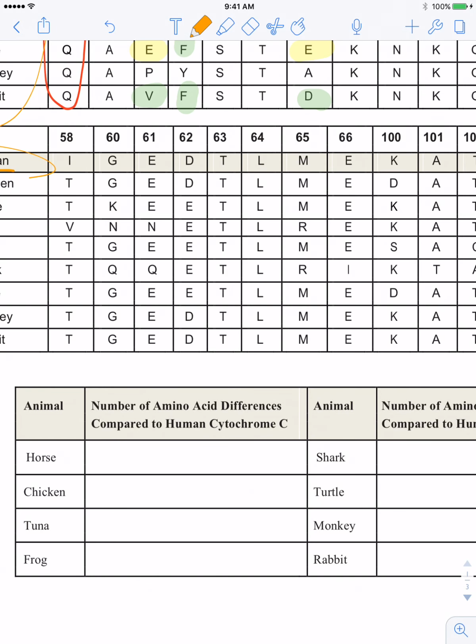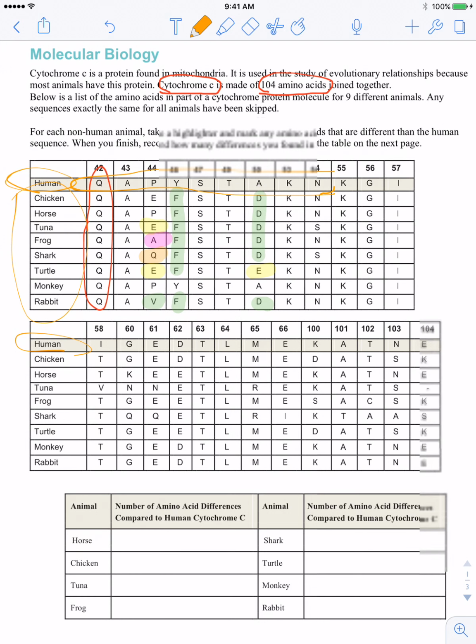So how many spots did the horse have that were different than the human? So here's how we can figure this out. Actually, here's what we're going to do. We're going to go ahead and just do the horse. And if we go with the horse, we're going to count how many differences there are from the human. So there's one. There's two. And then we're going to speed up and find any other differences. 53 looks good because they're all K's. 54 looks good. 55 looks good. So it's 56 and 57.